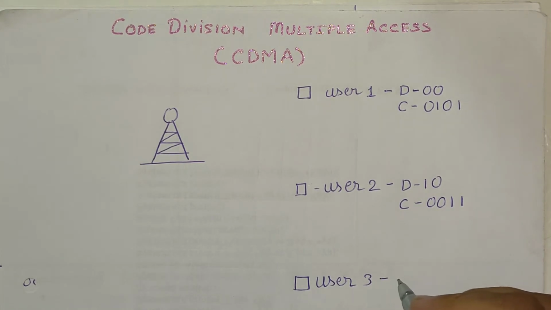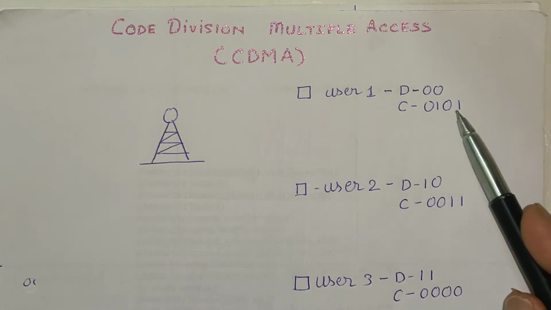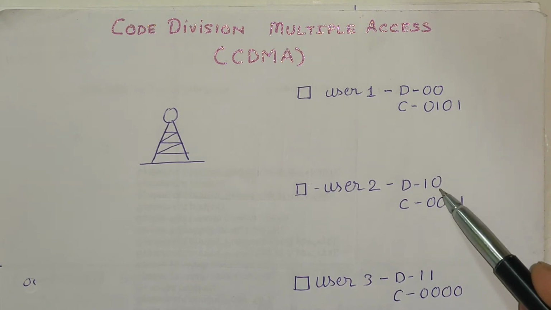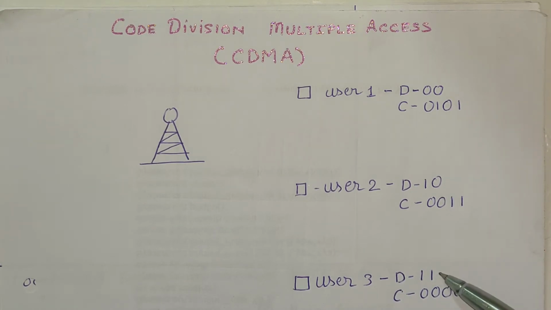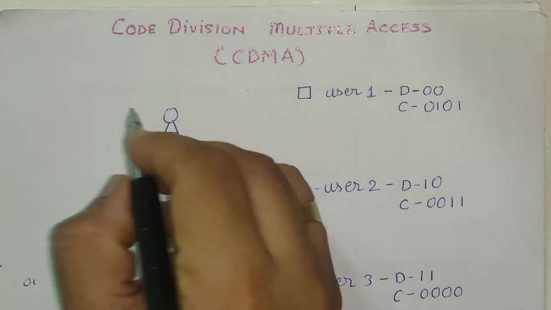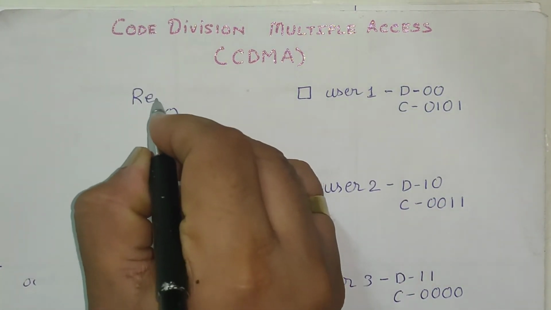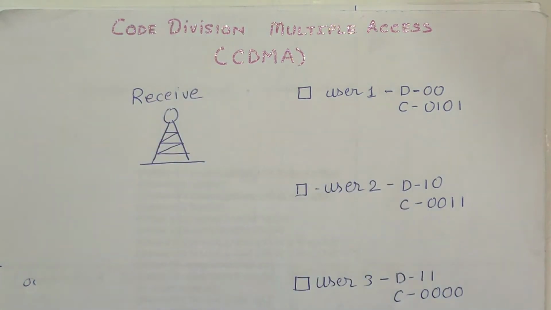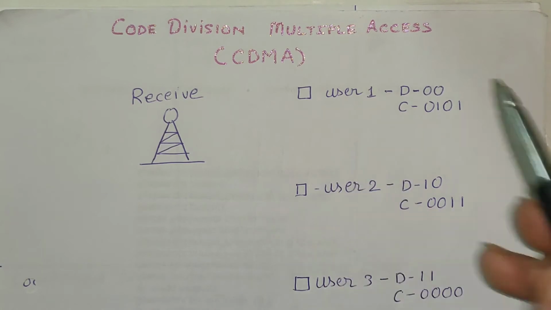And for user 3, the data that user 3 wants to transmit is 11. So this is the data bit they want to transmit with the help of this code value C as 4 times 0. So this is the code value for user 1, data for user 1, code value for user 2, data for user 2, and code value for user 3, and data that user 3 wants to transmit. Right. So this is the scenario that we want to perform, and definitely this is going to be our receiver. So we are considering this tower as a receiver. Now this receiver is going to receive data from all the three users, right?